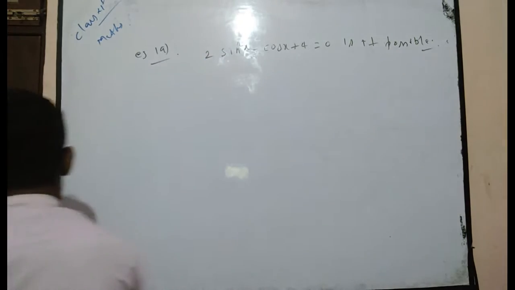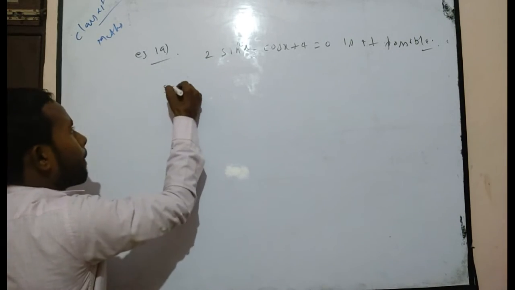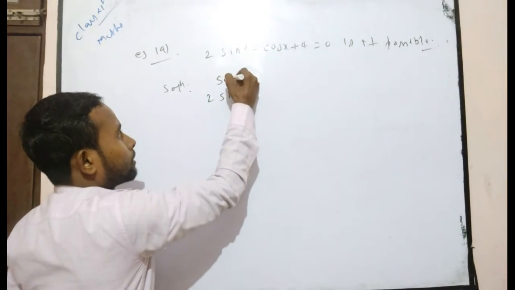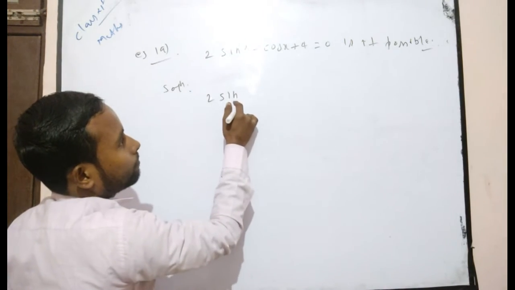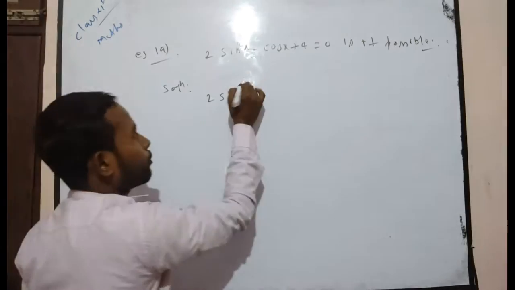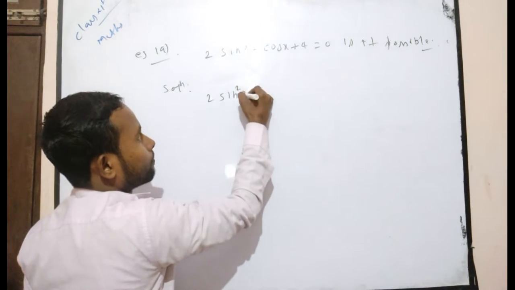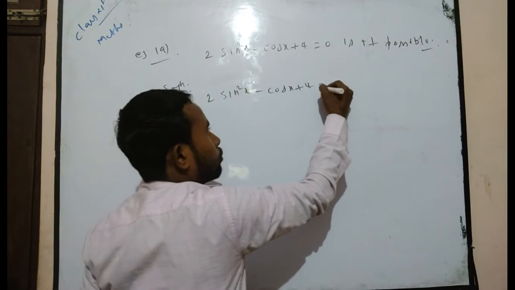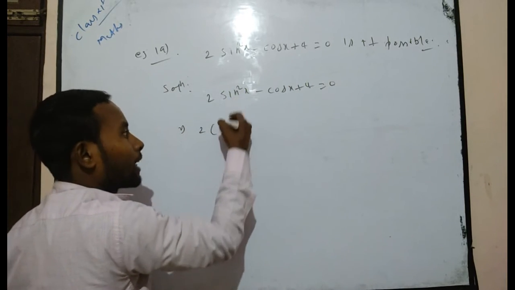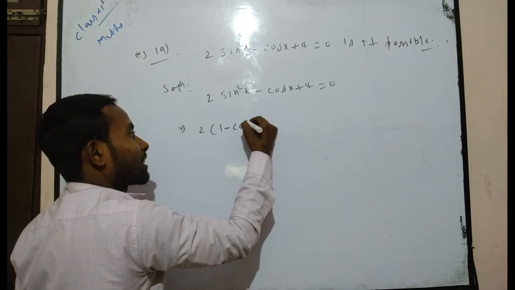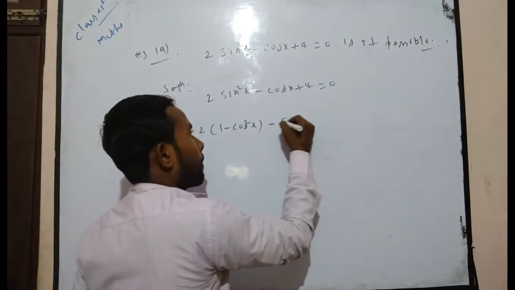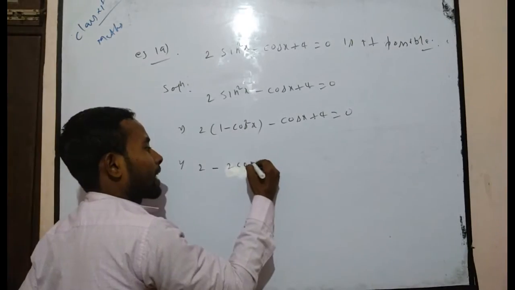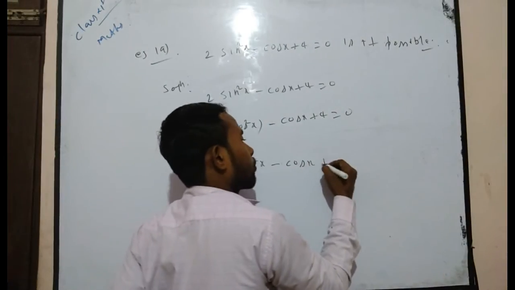Now think about this problem. First of all, how can we solve it? Before solving, suppose we have 2 sin square x minus cos x plus 4 is equal to 0. That implies 2 times (1 minus cos square x), since sin square x can be expressed as 1 minus cos square x, minus cos x plus 4 is equal to 0. After multiplying, you get 2 minus 2 cos square x minus cos x plus 4 is equal to 0.